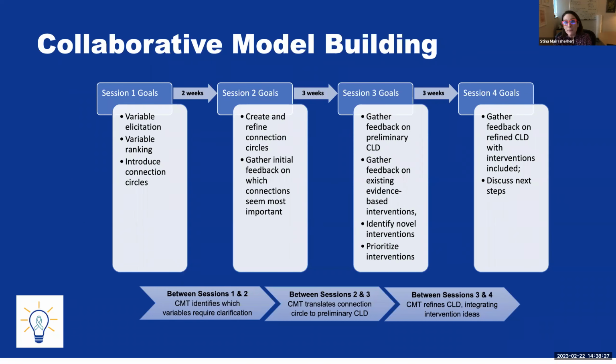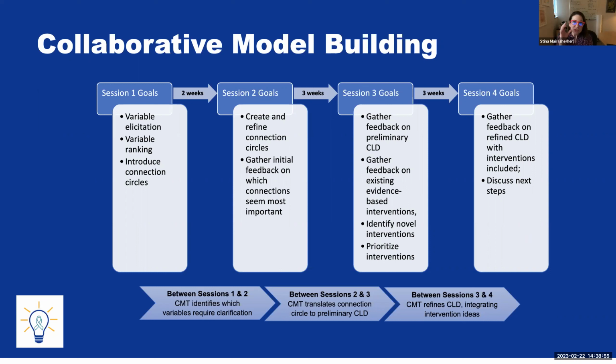Session 2 is really all about building connection circles from the variables that people have decided are the most important. Between sessions 1 and 2, the core modeling team thinks about which variables are unclear and comes back with those questions. So a bunch of connection circles are built, which are standalone closed loops. And then we also get some input about which of these seem to be the most important.